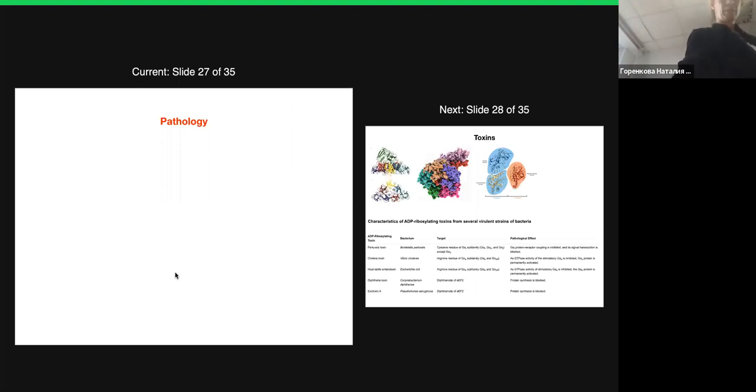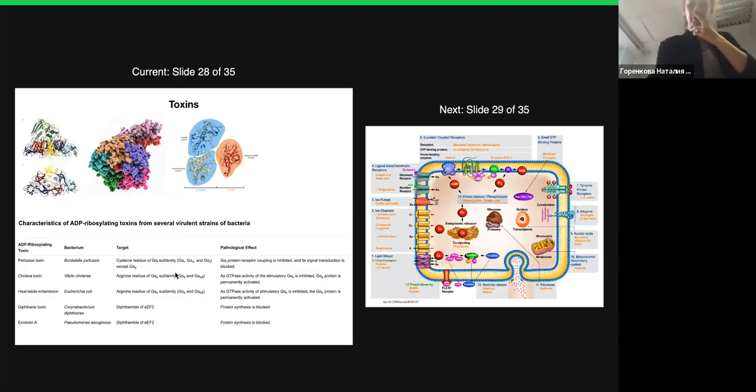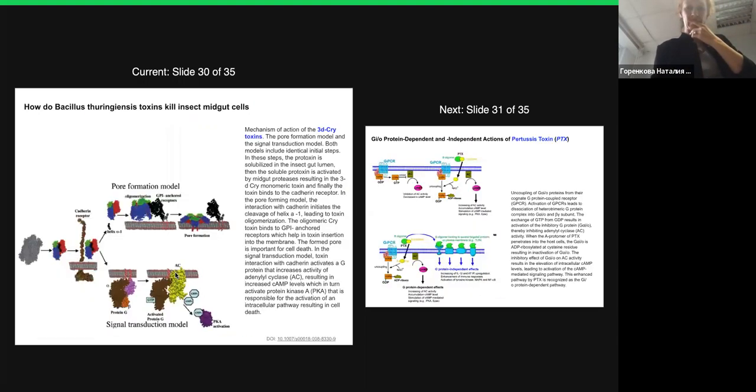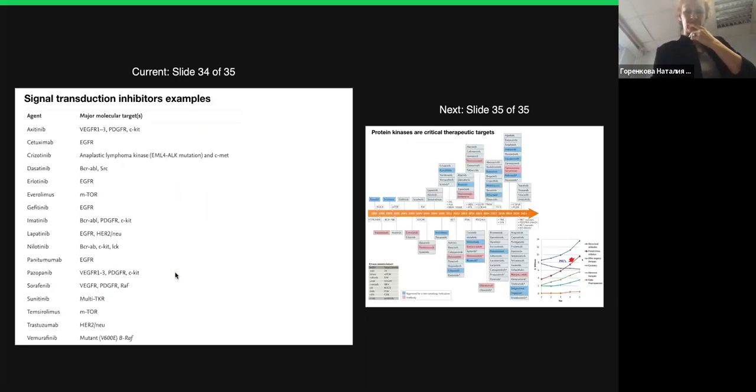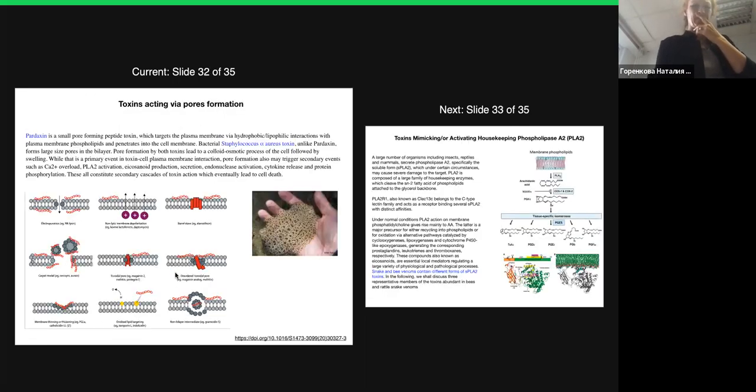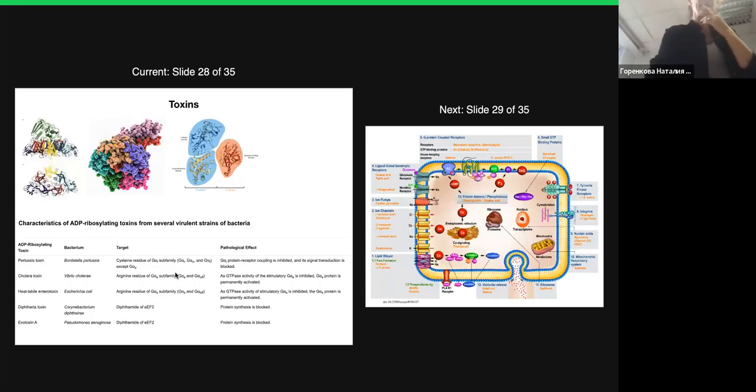Pathology. Finally we decided to exclude the toxins from the program, but because I already have this information, it's good to know. We're still deciding which toxins will be included in the testing because we chopped them off the program. But anyway, it's nice to know that toxins are chemical molecules which again interact with these signaling cascades.